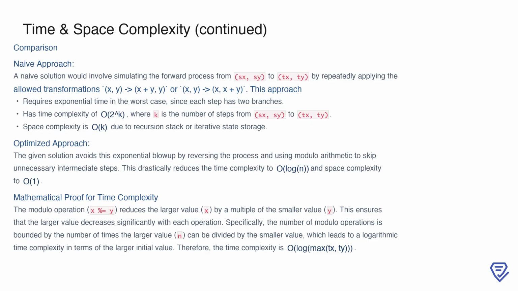This ensures that the larger value decreases significantly in each step, with the number of operations being bounded by the logarithm of the larger value. Thus, the time complexity is conclusively O(log max(tx, ty)).